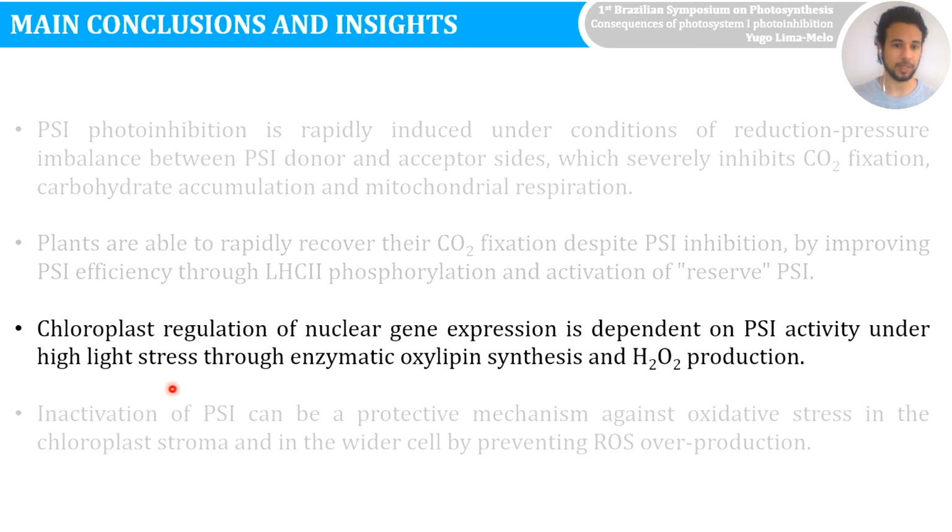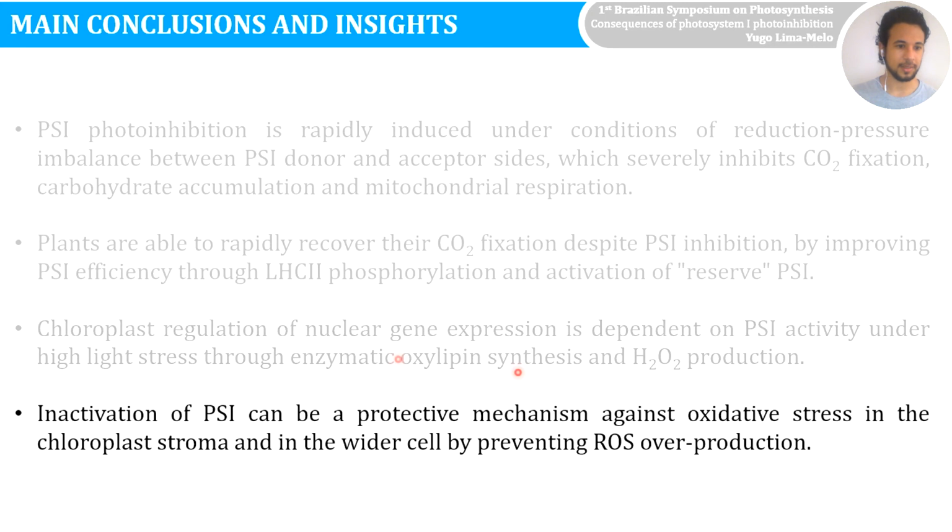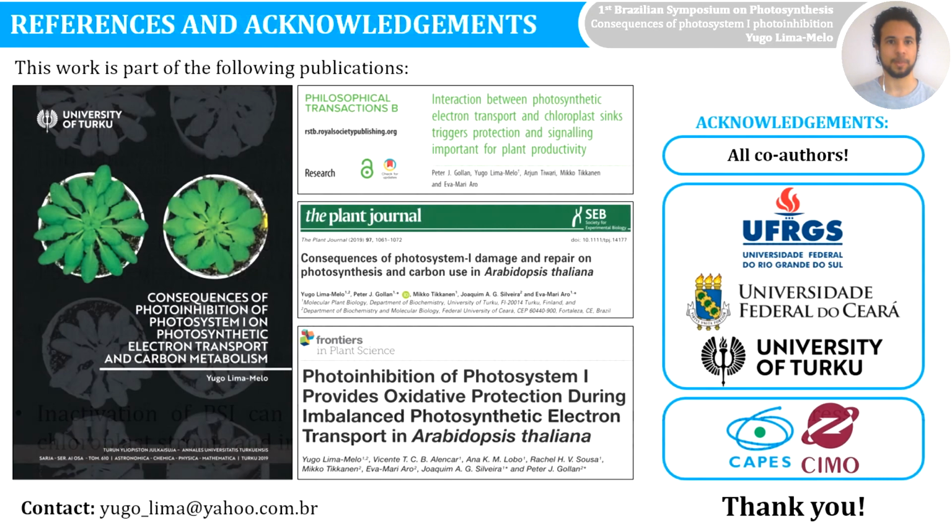The chloroplast regulation of nuclear gene expression is dependent on photosystem 1 activity under high light stress through enzymatic oxylipin synthesis and hydrogen peroxide production, and the inactivation of photosystem 1 can be a protective mechanism against oxidative stress in the chloroplast stroma and in the wider cell by preventing ROS overproduction.